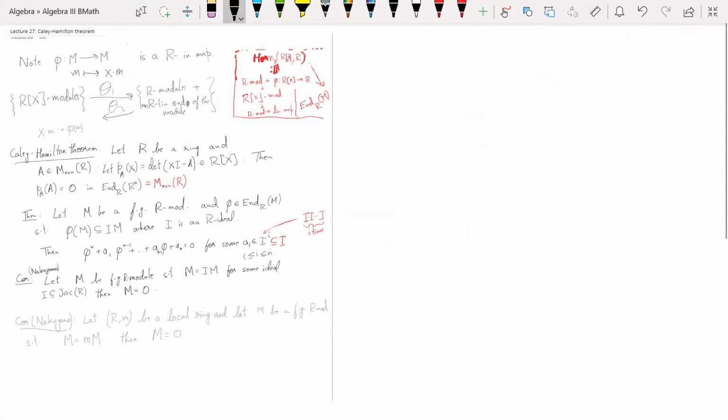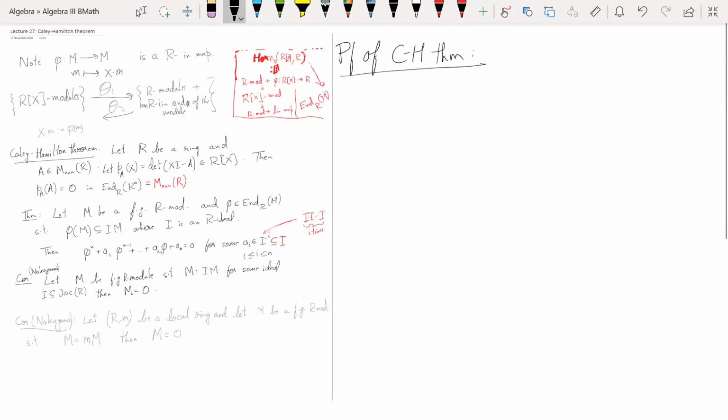So the theorem is not a consequence of the Cayley-Hamilton theorem, but the proof is essentially the same. Or maybe one can write it as a consequence, but when the same proof goes through, there's no point bringing more abstraction. Okay, so proof of the Cayley-Hamilton theorem.